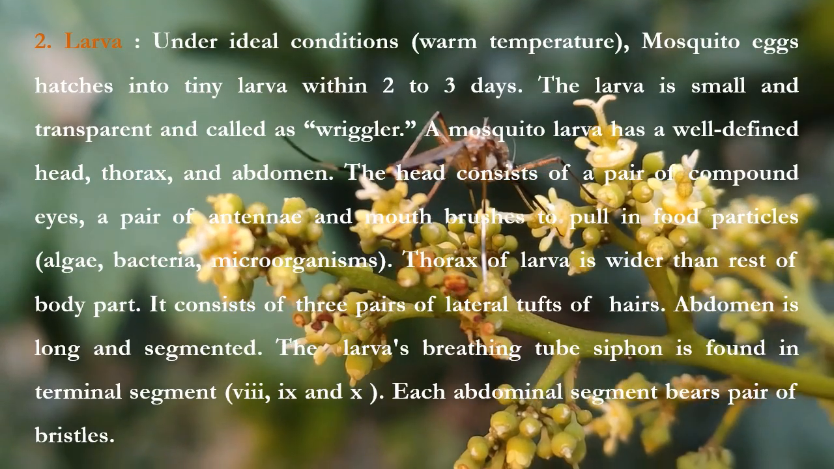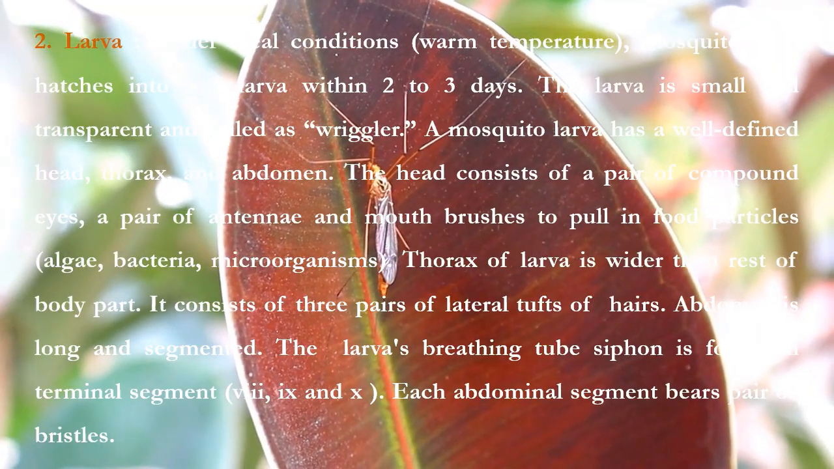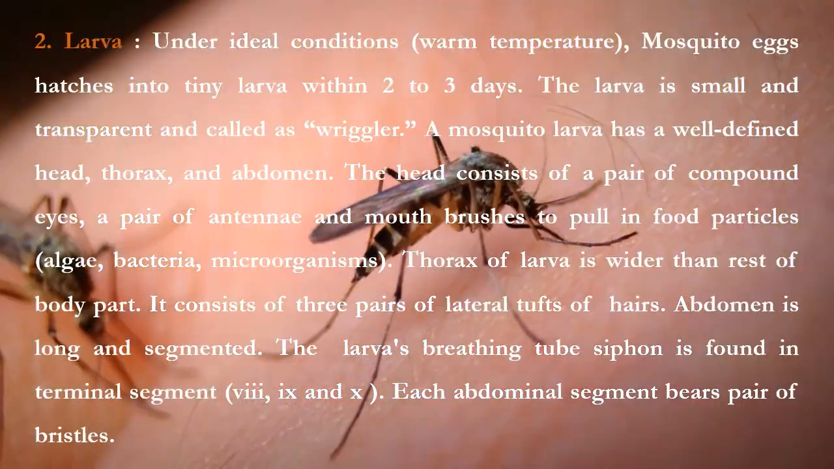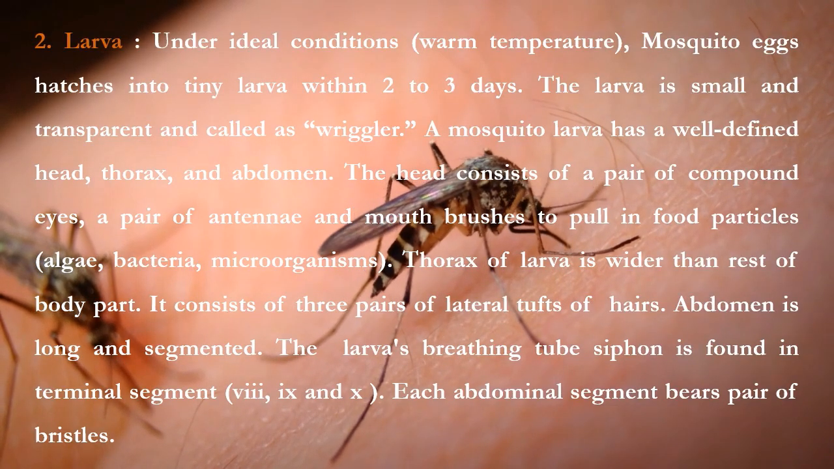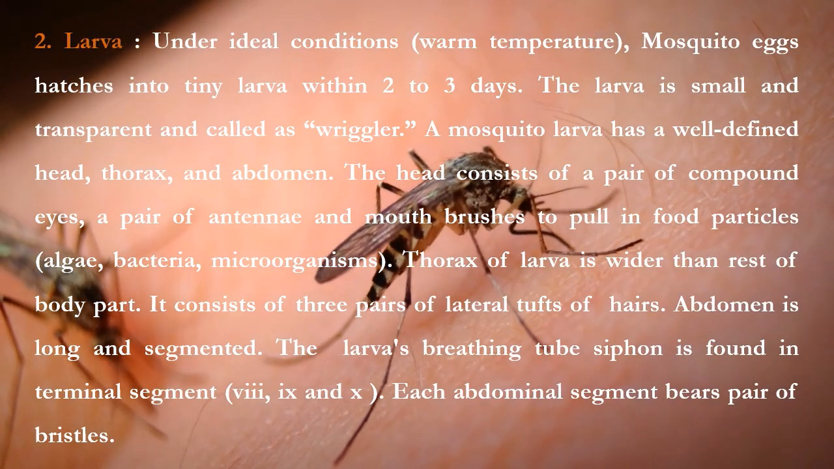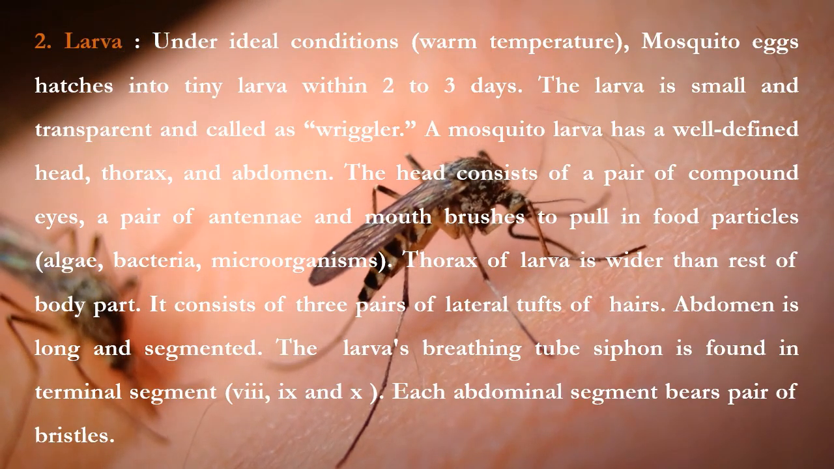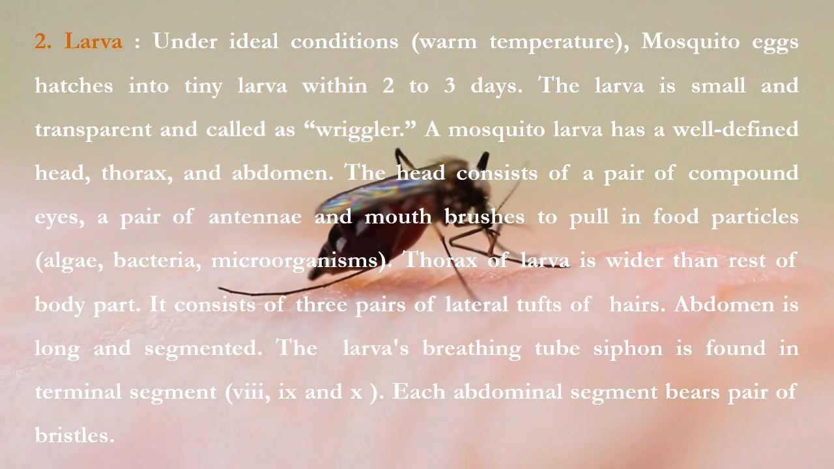Larva of mosquitoes. Under ideal conditions, with warm temperature, a mosquito's egg hatches into a tiny larva within 2 to 3 days. The larva is small and transparent, called a wriggler. A mosquito's larva has a well-defined head, thorax, and abdomen. The head consists of a pair of compound eyes, a pair of antennae, and mouth brushes to pull food particles. The thorax of the larva is wider than the rest of the body.